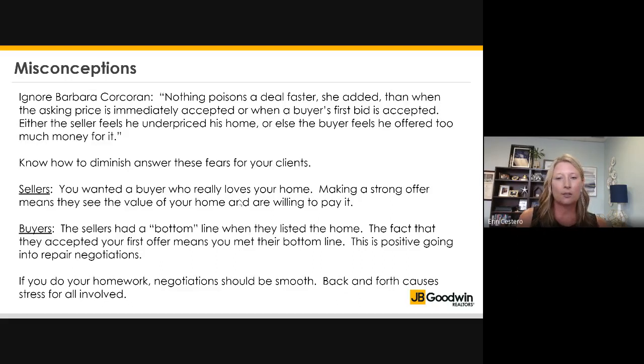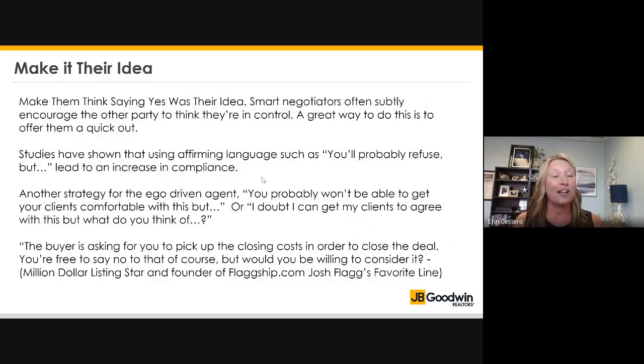And then I add a little note here. If you do your homework, negotiations should be smooth. Back and forth causes stress for everybody involved. Every time you send that offer out and we're waiting to hear back, it is stress for everybody involved. You're getting constant texts: have you heard back? Have you heard back? And we're waiting for parties. So the better you can write terms from the beginning, because we've asked the other agent what would be considered favorable, the easier it is for everybody.